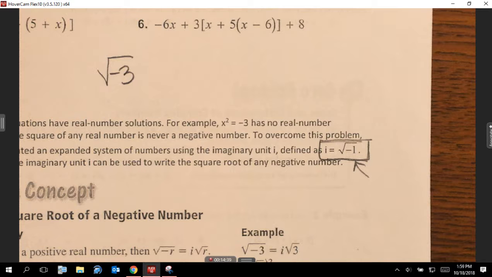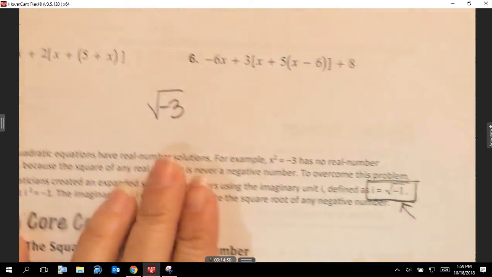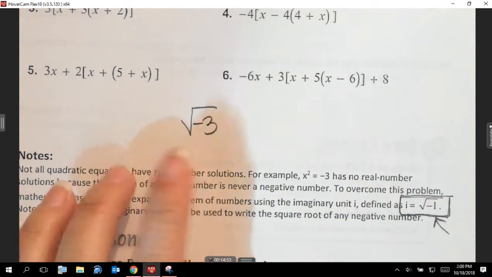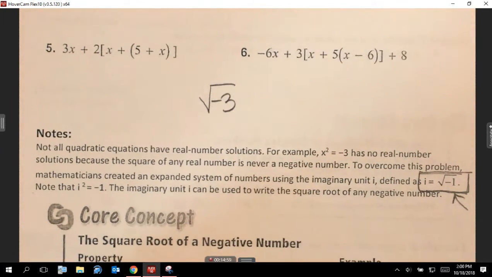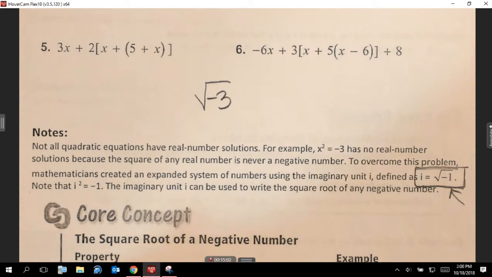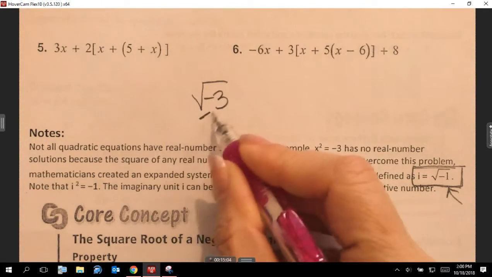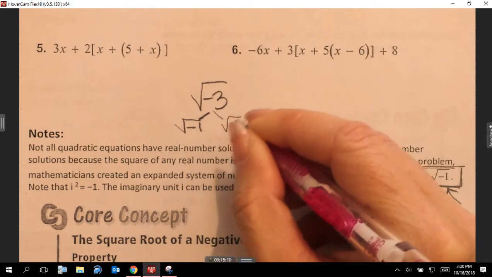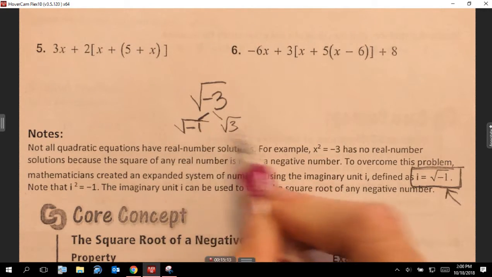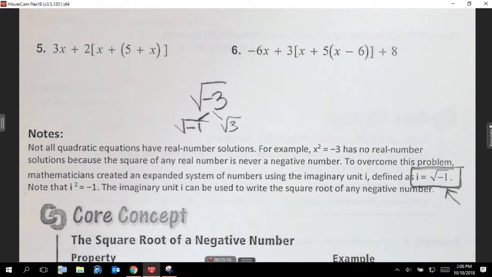The square root of negative 1 is i. And it's a fancy, like, cursive i. The square root of negative 1 is i. So what we do right here is we say, is there any perfect square that goes into negative 3? Now there is. Square root of negative 1 is a perfect square that goes into negative 3. We multiply negative 1 by 3, and we get negative 3. Negative 1 times 3 is negative 3.